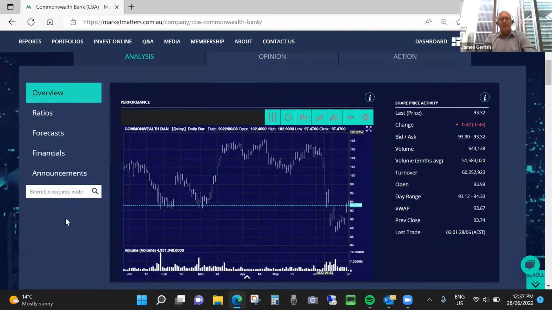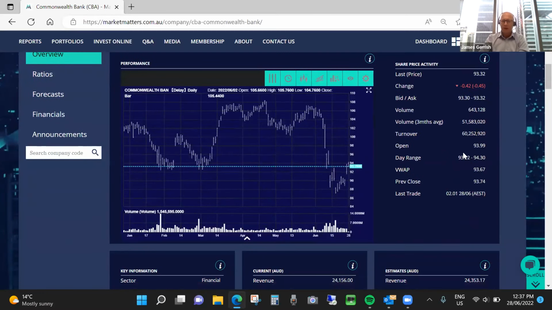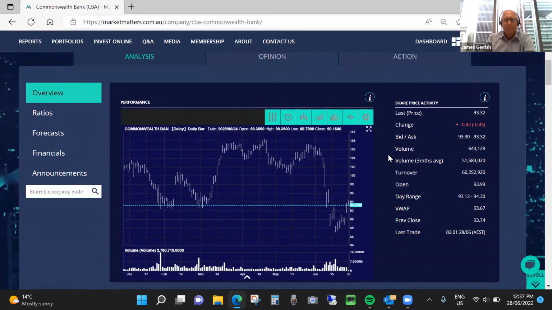The analysis tab looks at some key features around CBA. So it gives some share price activity data for the day. Just running through that, it looks at what the stock is trading at, the level of turnover that it's done, where it opened at. The VWAP is the volume weighted average price for the day. So that's the average price that the stock has traded at throughout the day on a volume weighted basis.